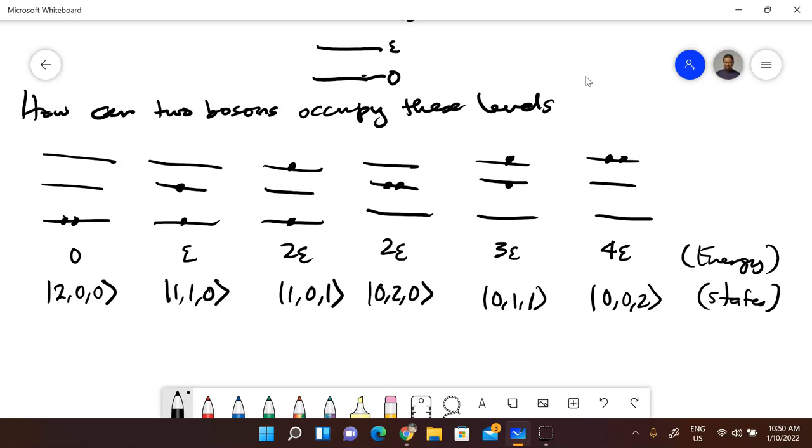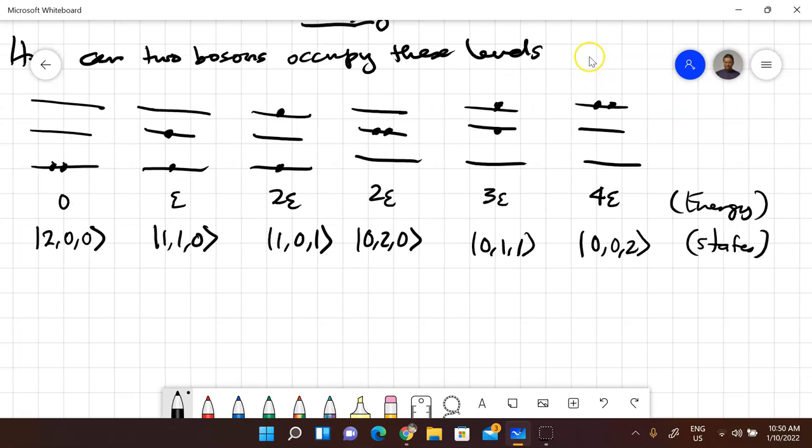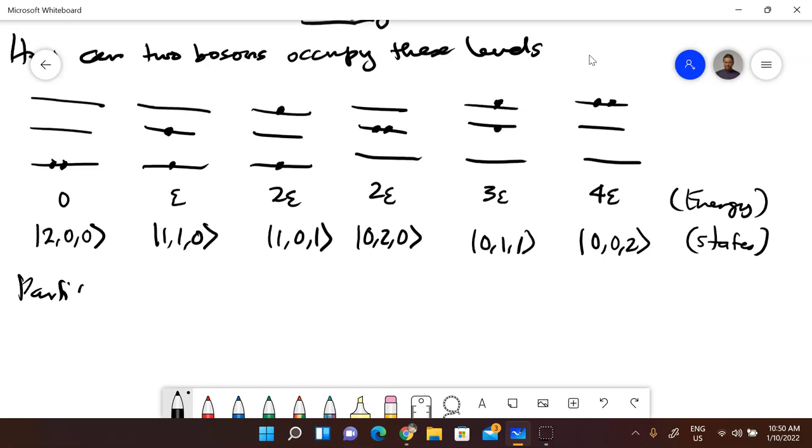And the partition function for this cannot just be the sum of all these possibilities. Partition function will be, so this is the boson case.